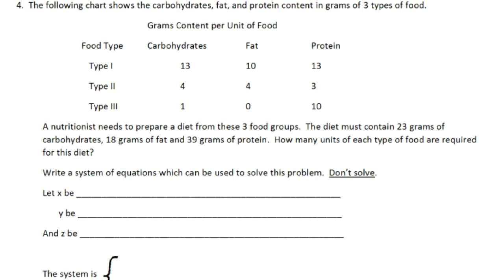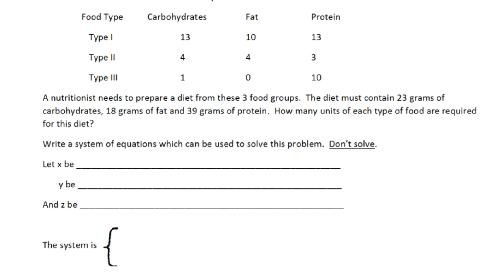All right, number 4. The following chart shows the carbohydrates, fat, and protein content in grams of 3 types of food. Okay. A nutritionist needs to prepare a diet from these 3 food groups. The diet must contain 23 grams of carbohydrates, 18 grams of fat, and 39 grams of protein. How many units of each type of food are required for this diet?